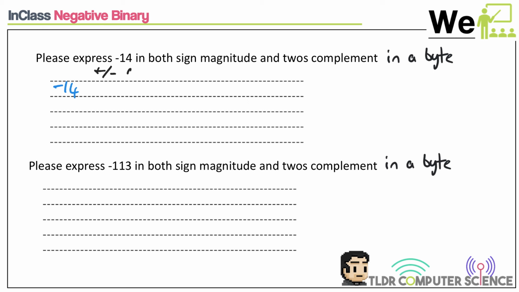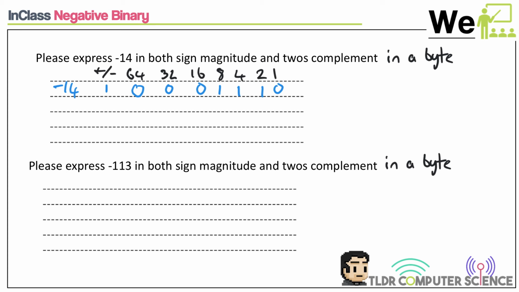Then we'll have 64, 32, 16, 8, 4, 2, and 1. And what we'll do is we'll just make 14. So that'll be one lot of 8, one lot of 4 gets us to 12, one lot of 2, and then all the rest will be 0. Okay? So that would mean that it's 14. If we want it to be positive in sign magnitude, we'd make that 0. But if we want it to be negative, we'd have to make the most significant bit 1. So that's how you do negative 14 in sign magnitude.